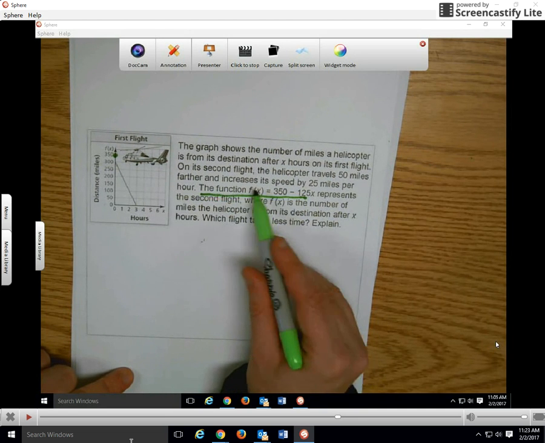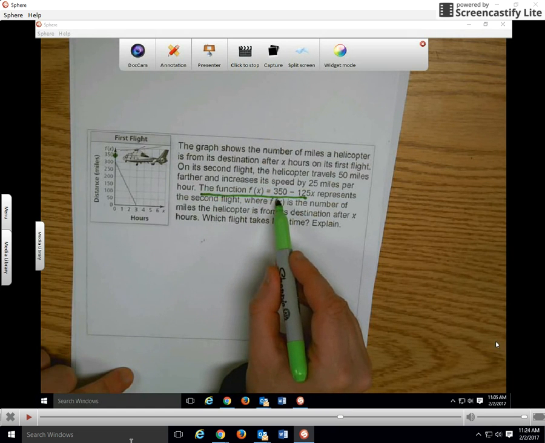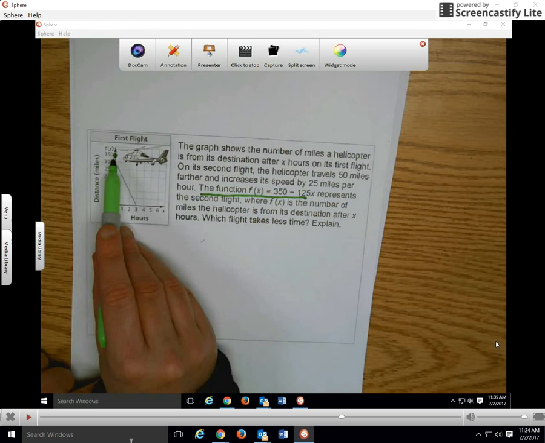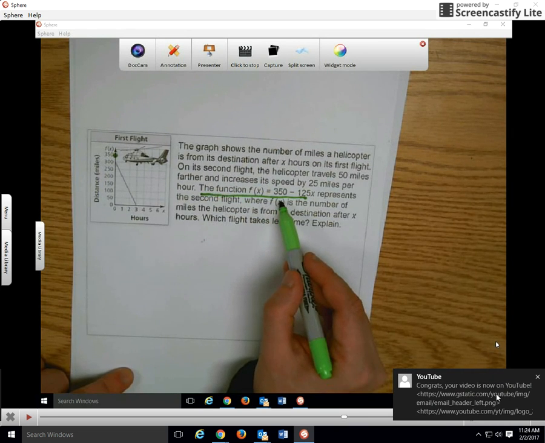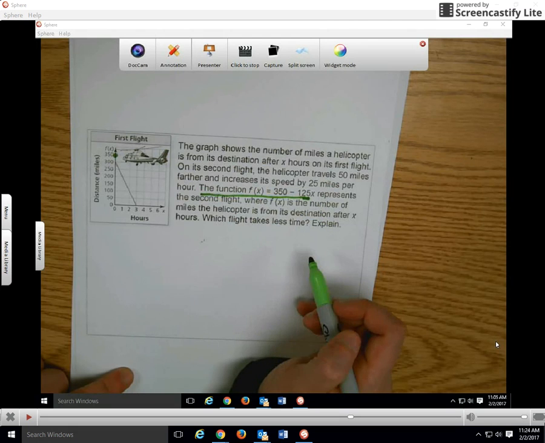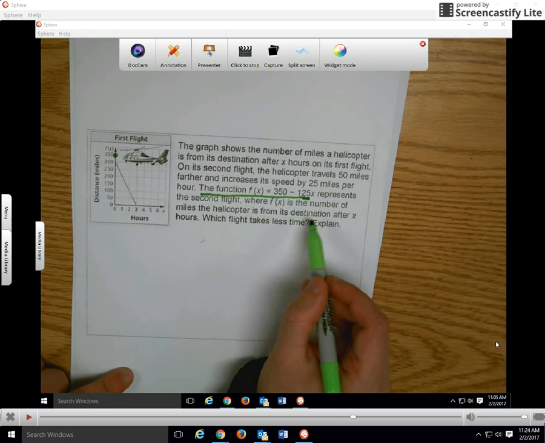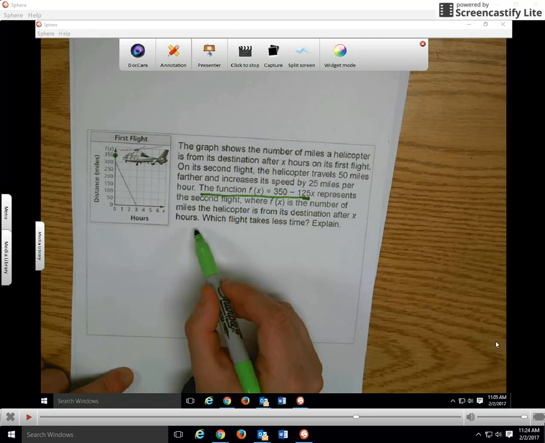It's in function notation. It says the function f of x equals 350. Well, we know the distance is 350 because it traveled 50 miles more distance, minus 125. We're minusing 125 because that's the speed it's traveling. It's going 25 times the amount of hours that it's done that. And that will represent the second flight, where f of x is the number of miles the helicopter has flown from its destination after x hours.